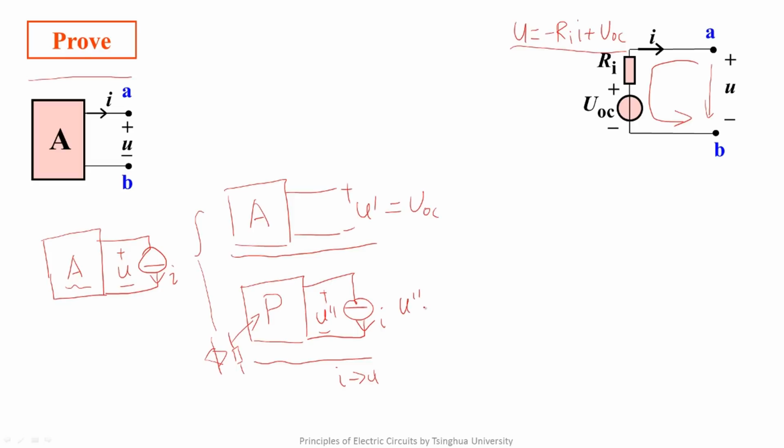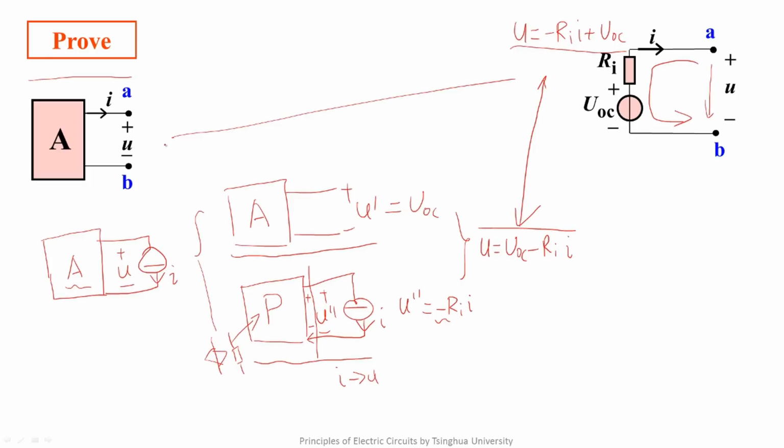U double prime is equal to minus Ri times I. The minus sign is due to the non-associated reference directions of the voltage and the current. The current flows in this direction, and the voltage direction is positive up and negative down. According to the superposition theorem, we can add them together. U is equal to UOC minus Ri times I. Do you find that these two equations have the same forms and parameters? Thus, we've proved that this circuit is equivalent to this circuit.